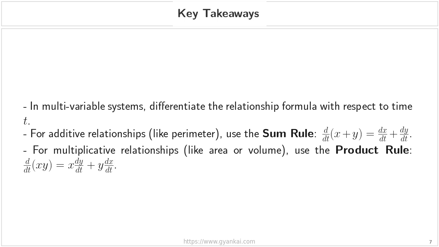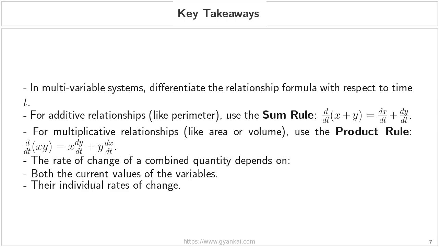Conversely, for multiplicative relationships, such as the area or volume examples we explored, you must use the product rule. To be clear, the derivative of x times y with respect to t is calculated as x times the derivative of y with respect to t, plus y times the derivative of x with respect to t.